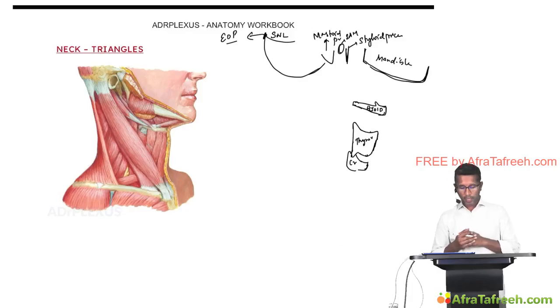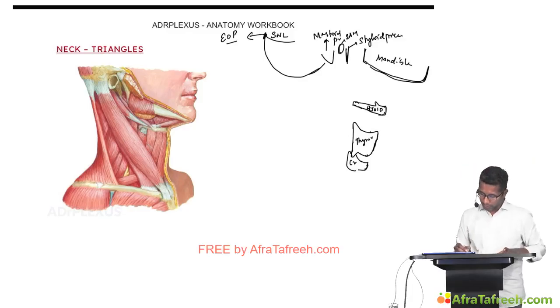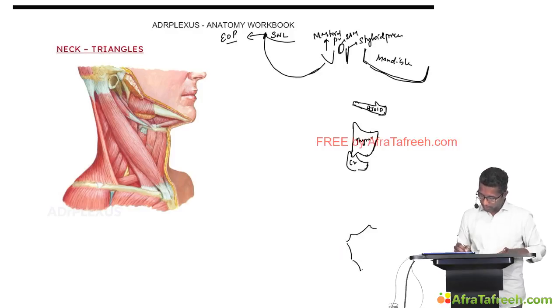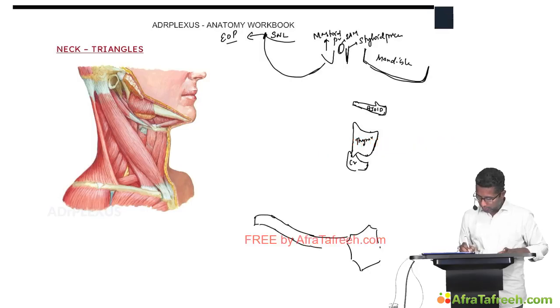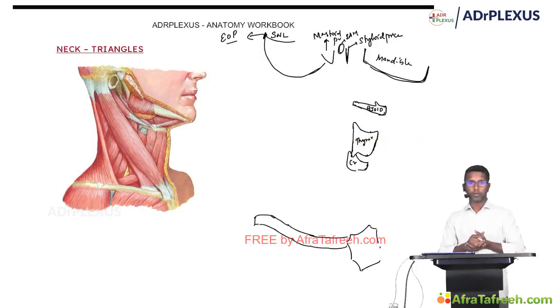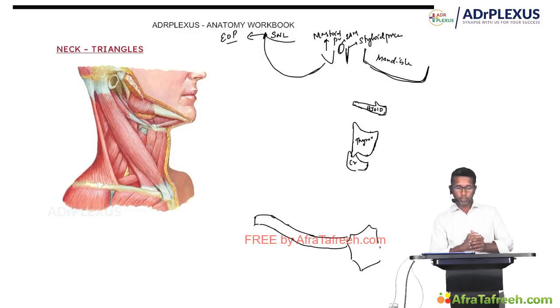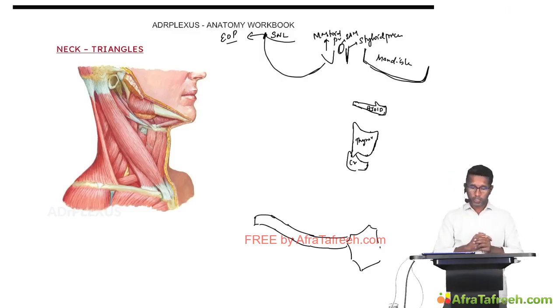When you come below, you have the sternum, the manubrium sterni here. To the manubrium sterni you have the articulation of the clavicle bone here. And I hope you all know that there is a muscle called the sternocleidomastoid muscle.